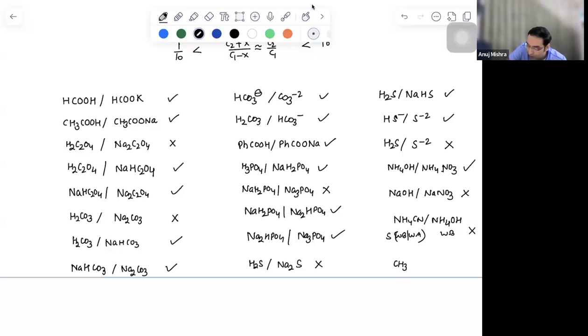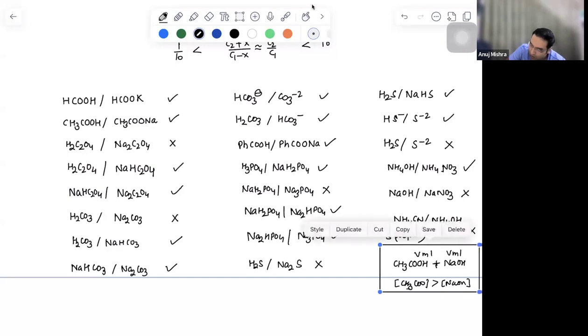Okay, if I give you CH3COOH and NaOH, and also say that the CH3COOH concentration is more than NaOH, and I mix them in equal volumes, V mL and V mL, is it a buffer or not? You tell me. I have mixed CH3COOH and NaOH. I kept them in such a way that CH3COOH is more than NaOH. Is it a buffer or not?